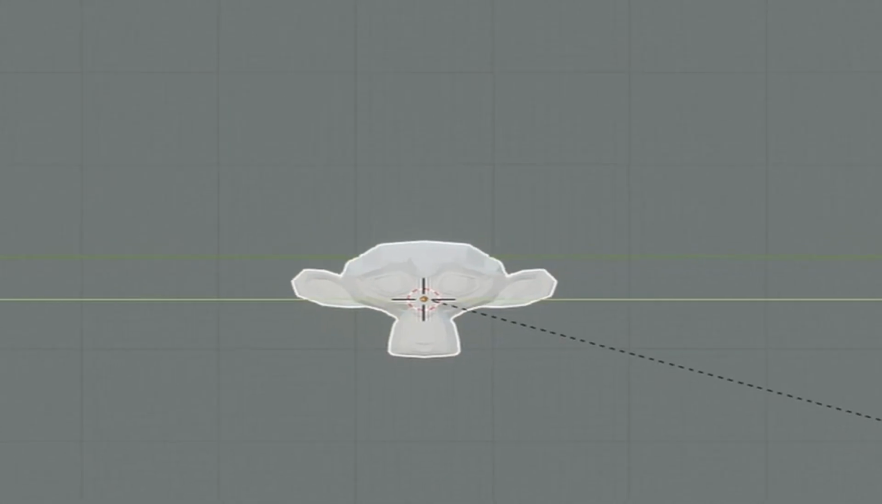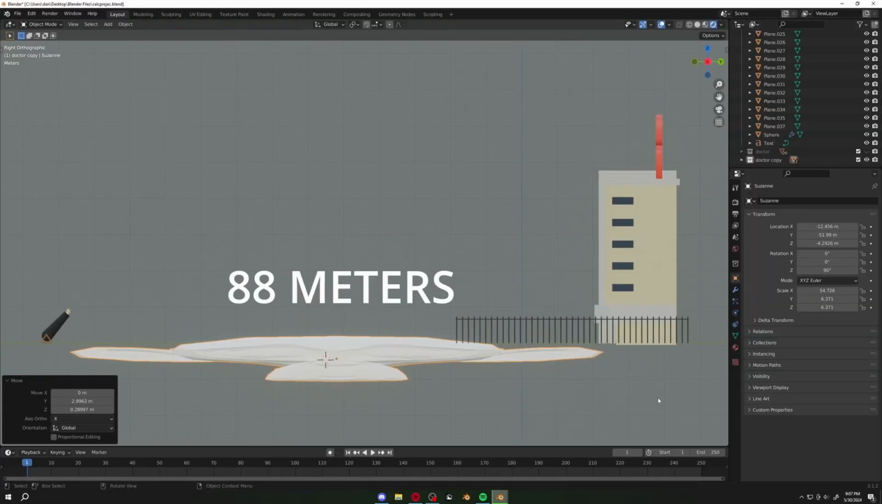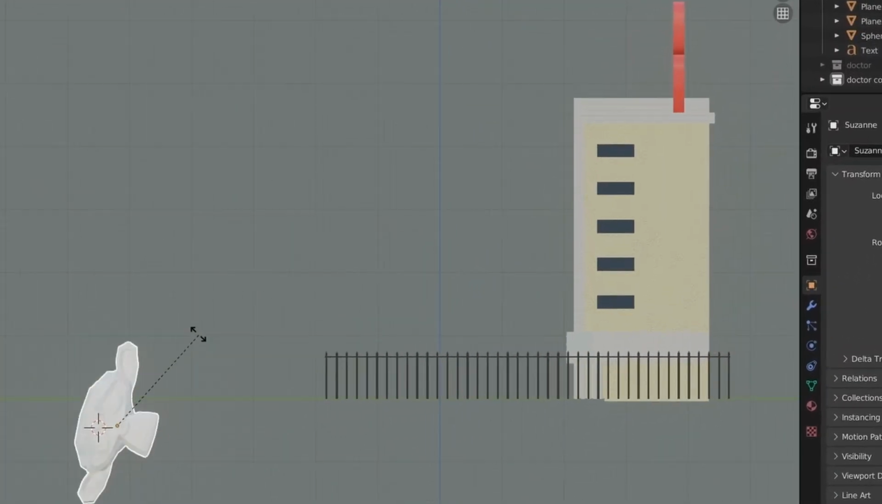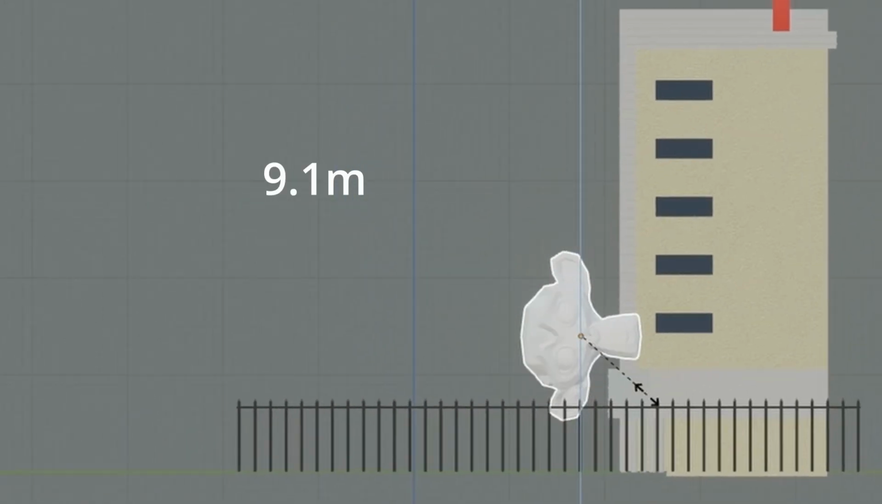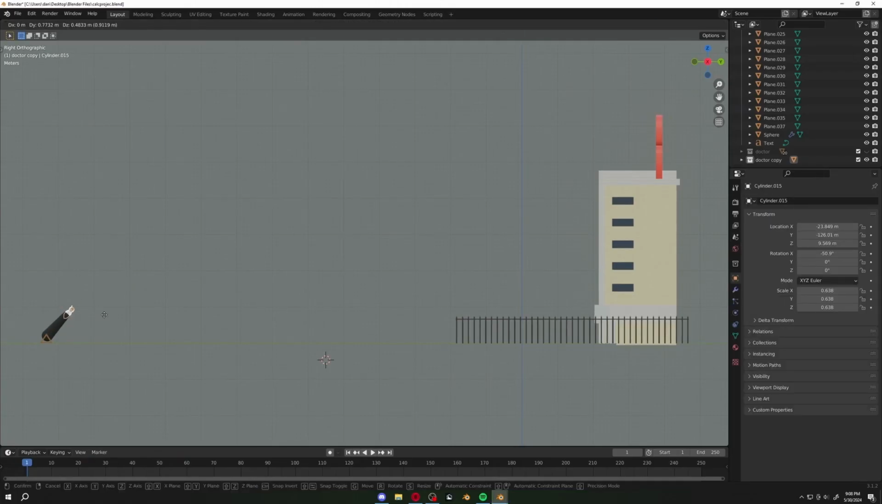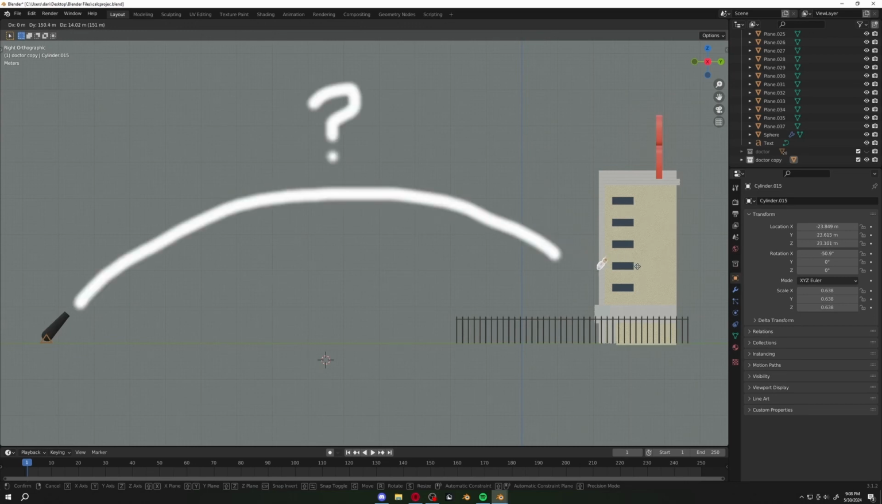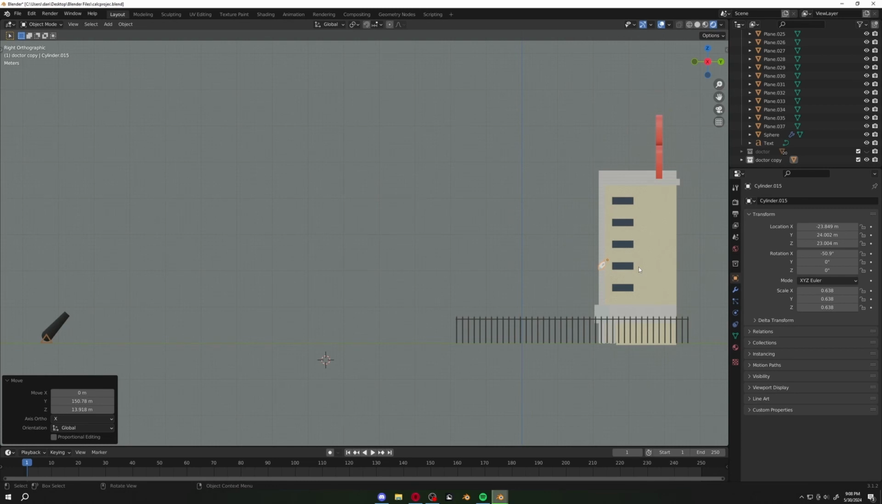The cannon is 88 meters away from the hospital, and the fourth floor is 9.1 meters high. What is the arc length of the path that the doctor will fly through? We should also note that the initial velocity of someone being launched in the cannon is 31 meters per second, and the cannon is at an angle of 45 degrees.